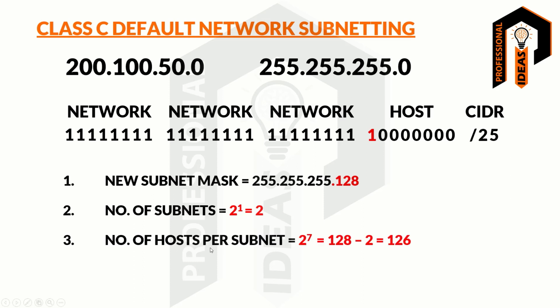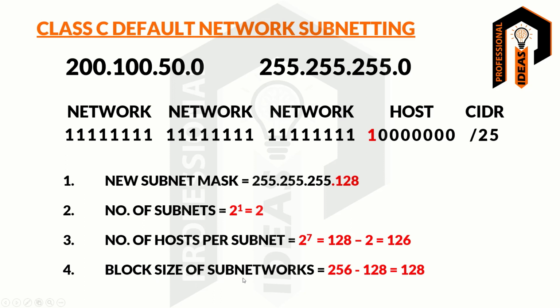Step number 3, number of hosts per subnet will be equal to 2 raised to power 7 because there are 7 bits left in the host segment and that will be equal to 128. But remember, we had subtracted 2 from possible host values, one for the subnetwork ID and other for the broadcast address. So our valid hosts per subnet will be 128 minus 2 equals 126. Step number 4 is to determine the block size of the subnetwork. That will be 256 minus 128 equals 128.